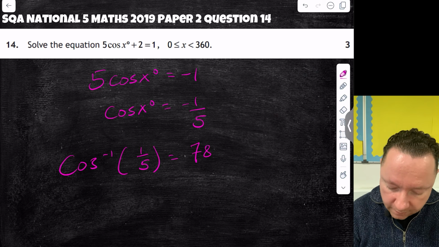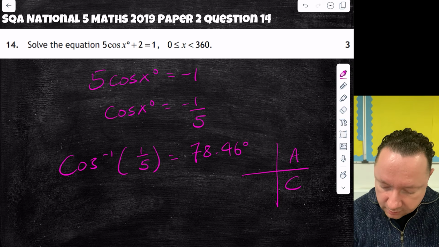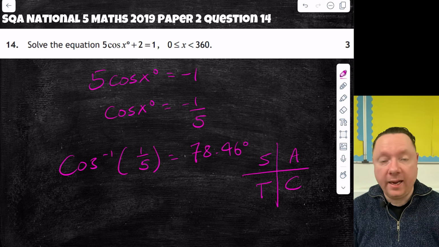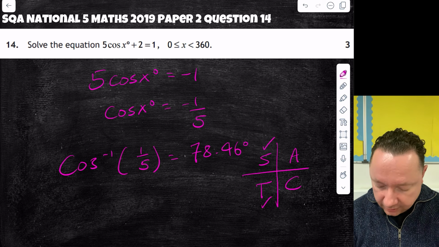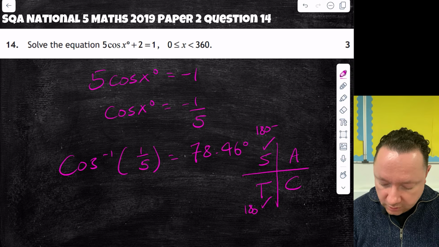So shift cos 1 over 5 is 78.46 degrees. So we'll take a note of that. And then using a CAST diagram, our cos was negative, so if it was positive, we would pick A and C, but it's negative, so it's S and T. So S is 180 minus the angle, and T is 180 plus the angle.